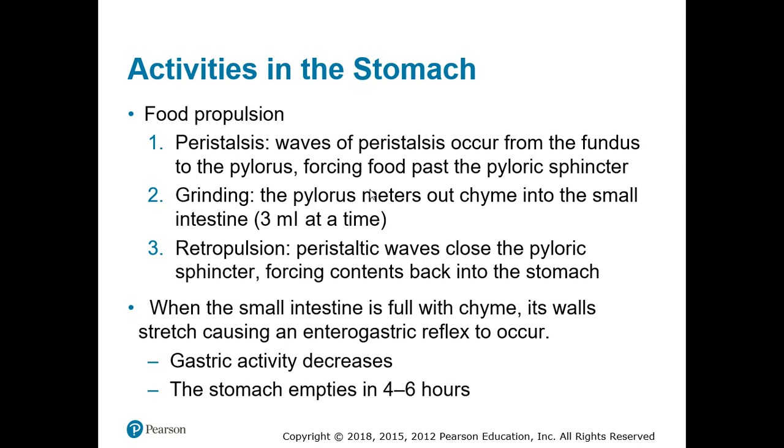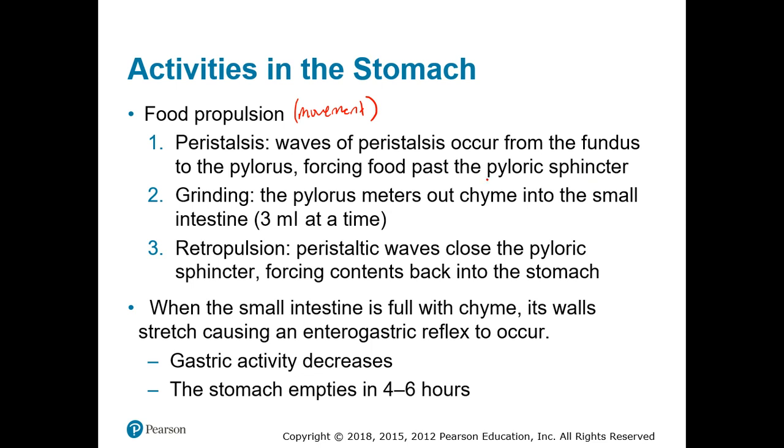After we have broken down food, then we have something called food propulsion. So remember, propulsion is the same thing as movement. So how does food move within the stomach and how does it move out of the stomach into the next digestive organ? Well, there are three major steps. The first step is peristalsis. We've talked about this before. This is those alternating contractions and relaxations of muscles that occur, and these always occur from the top of the stomach, from your fundus, all the way to the end of your stomach or your pylorus, and this peristalsis forces things through your pyloric sphincter.